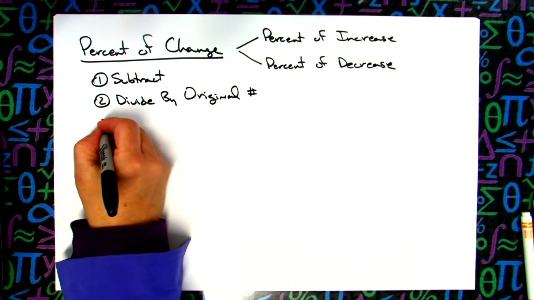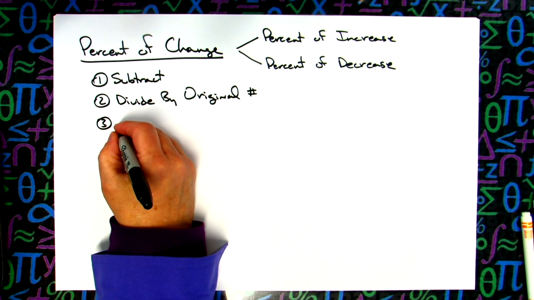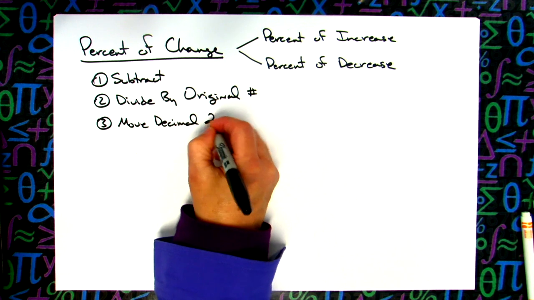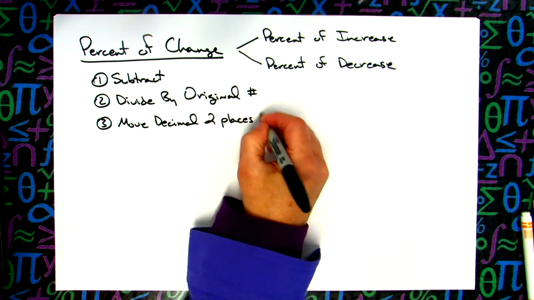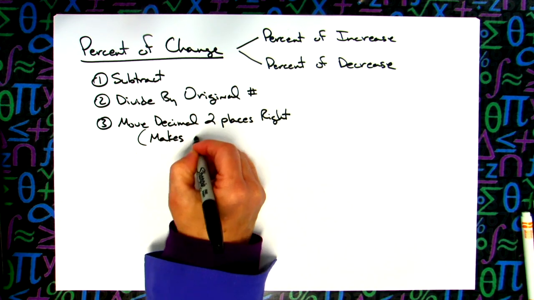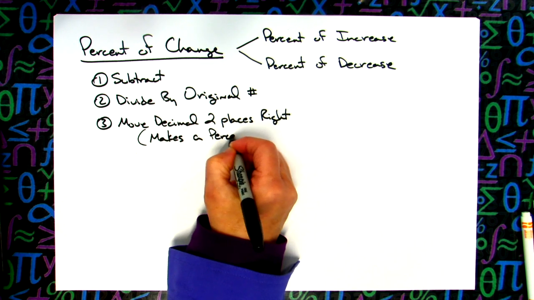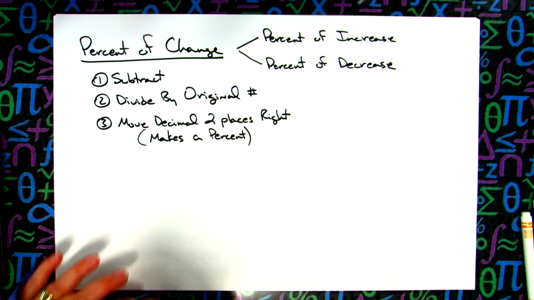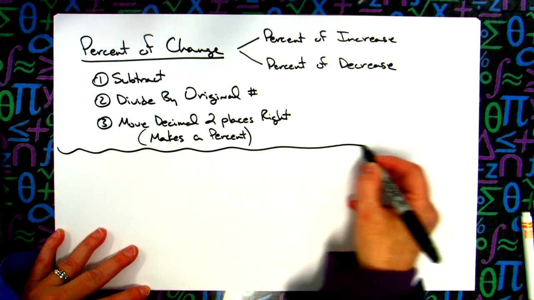And then you're going to move the decimal point 2 places right, because that makes a percent. That was a skill, hopefully, that you learned in middle school. To convert a decimal to a percent, you move the decimal point 2 places to the right. Your book's probably going to say round to the nearest whole percent, nearest tenth, or nearest hundredth. Whatever the directions are in the textbook or in Math Excel, that's what you're going to do.